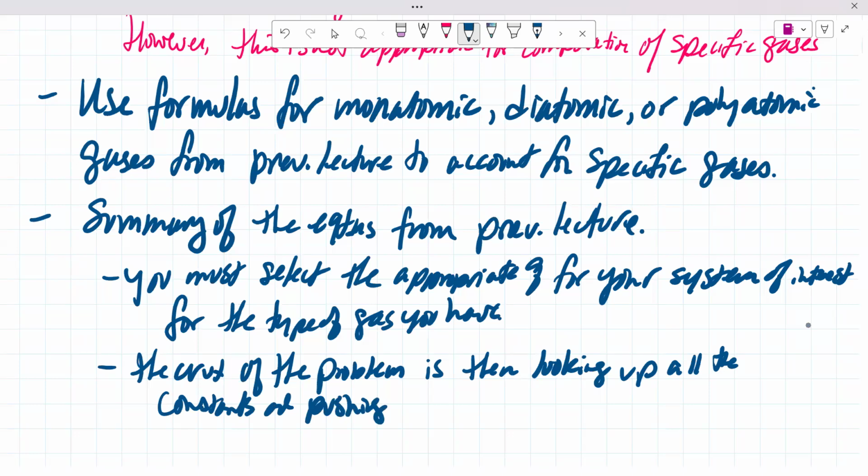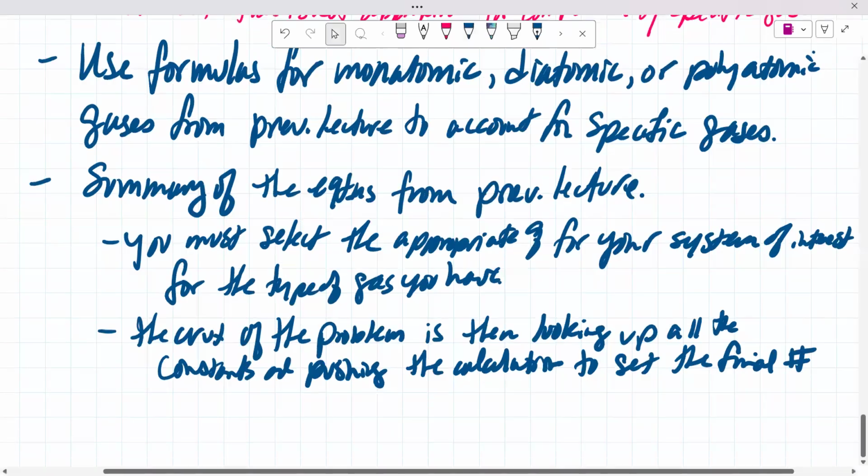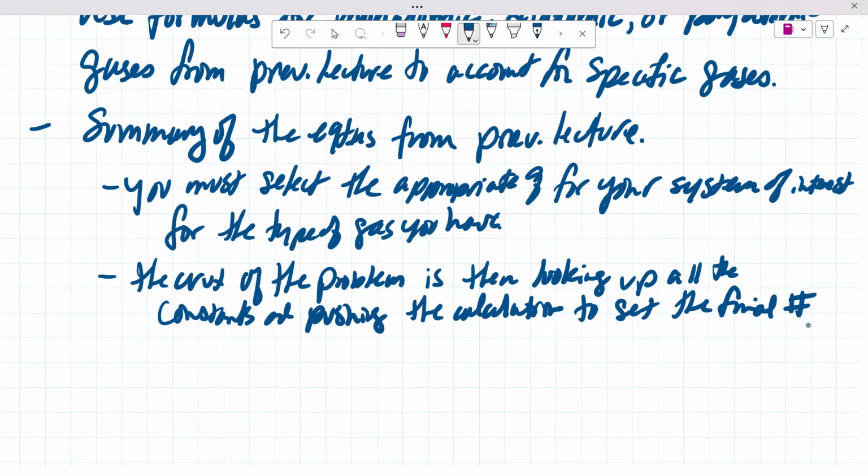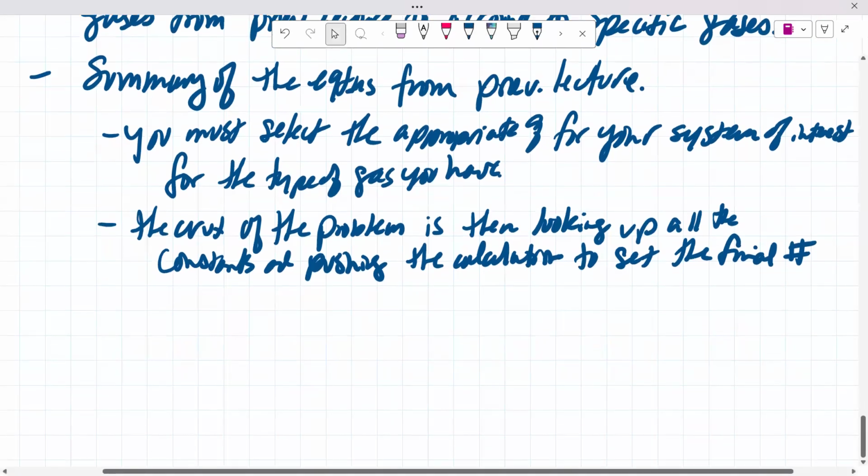And pushing the calculation, we get the final number. I remember a homework problem I assigned on this. Yeah, there is a homework problem on H2 that we could consider doing, which illustrates exactly that. It's a very long problem, but it's not difficult. It's just substituting things in. All right, so let's take a look at trends in molar entropies next.